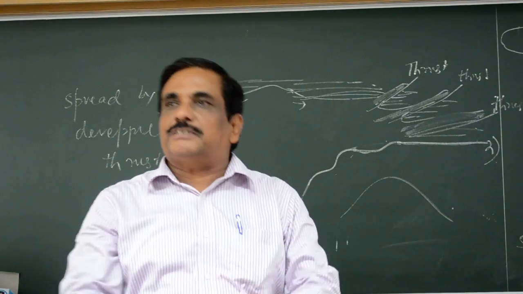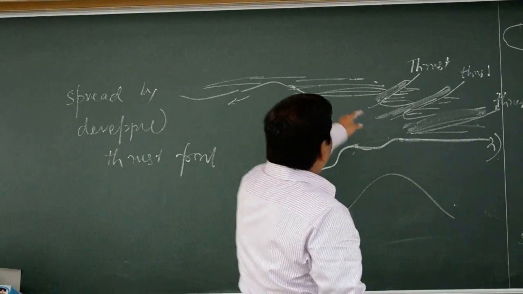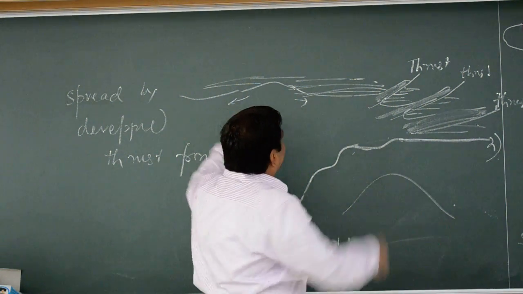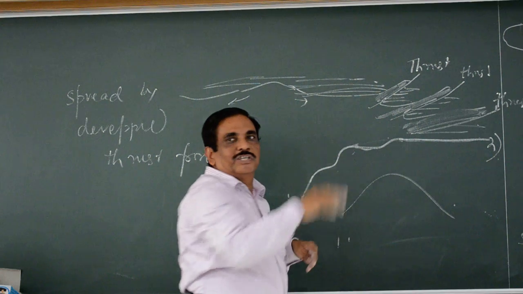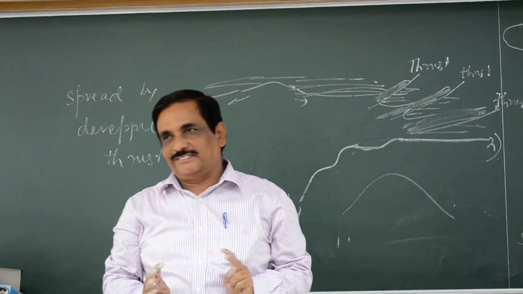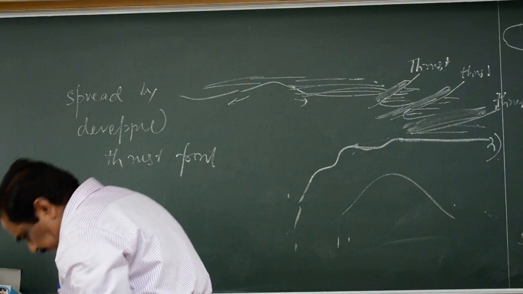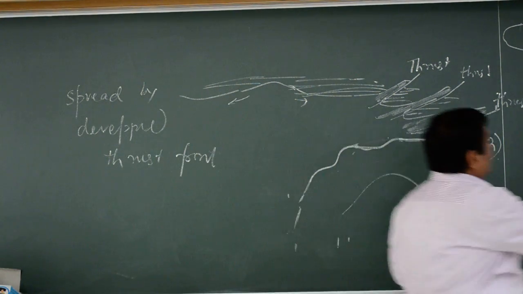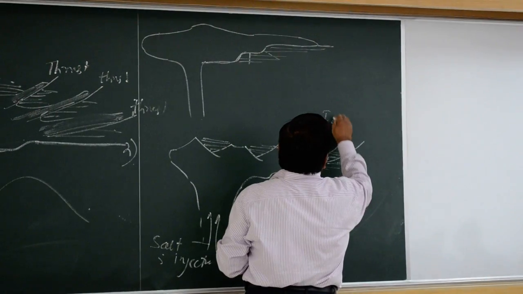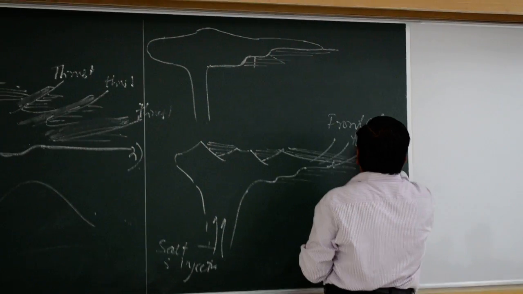The point is, the sediments will be deposited over it. Then only this type of thrust develops. You are pushing from below and they have been covered by the sediments. How will they go out? Injected through. So one mechanism is your thrust. This phenomenon is called frontal thrusting. So it is frontal thrusting.